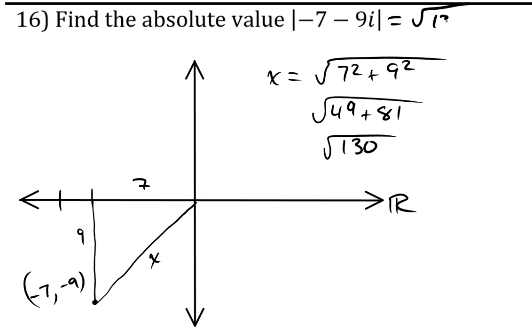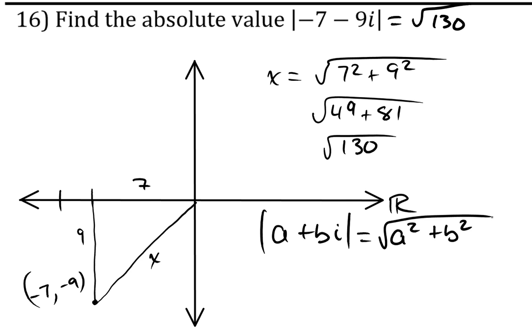And just for reference, if I have a plus bi, that's some complex number, and I want its absolute value, that's very simply the square root of a squared plus b squared. And I hope you see the reason why. What we're doing here is we're just finding how far this is from the origin. That's it.